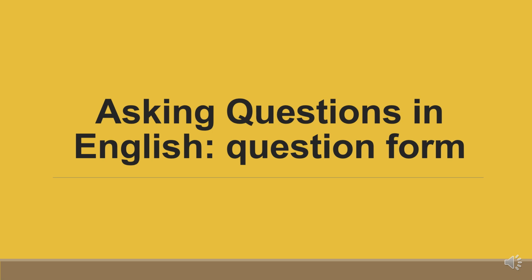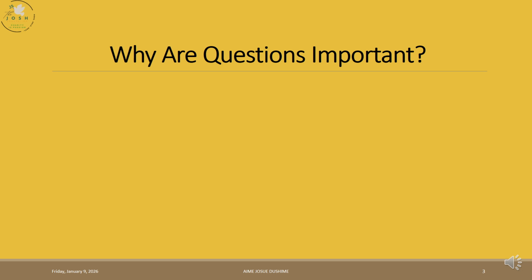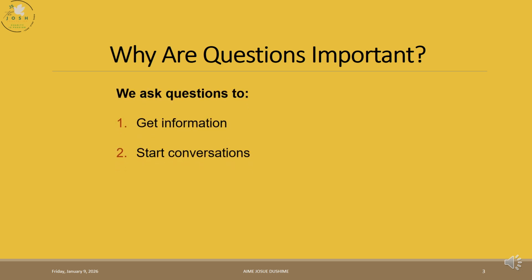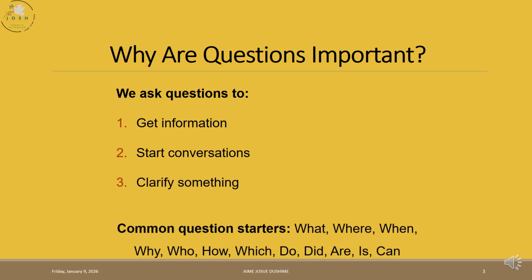The first lesson of A2 is asking questions in English, where we're going to learn the question forms. Why are questions important first? We ask questions to get information, start conversations, and clarify something, and mostly any question starts with these question starters. When we say question starters, we have what, where, when, why, who, how, which, did, are, is, can, and many others.